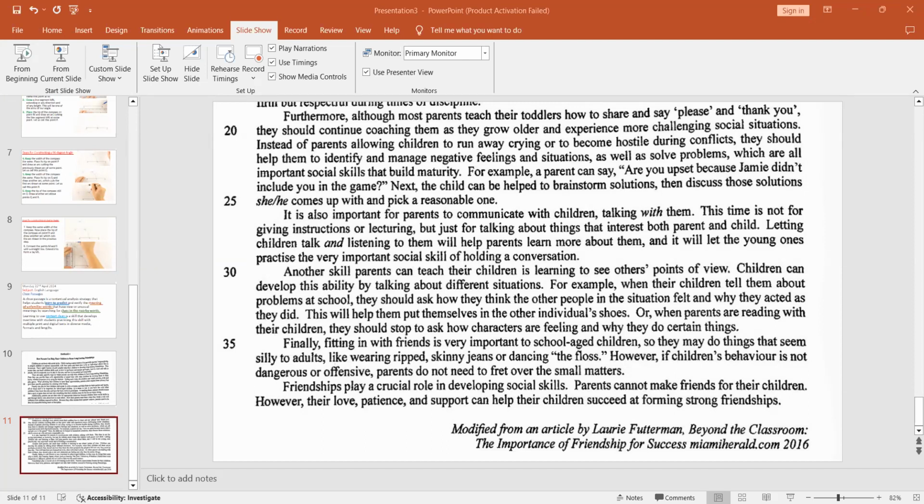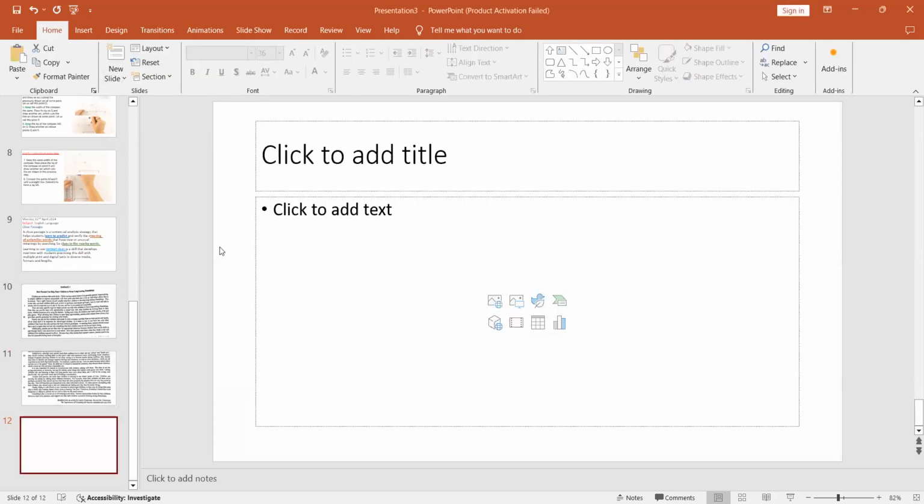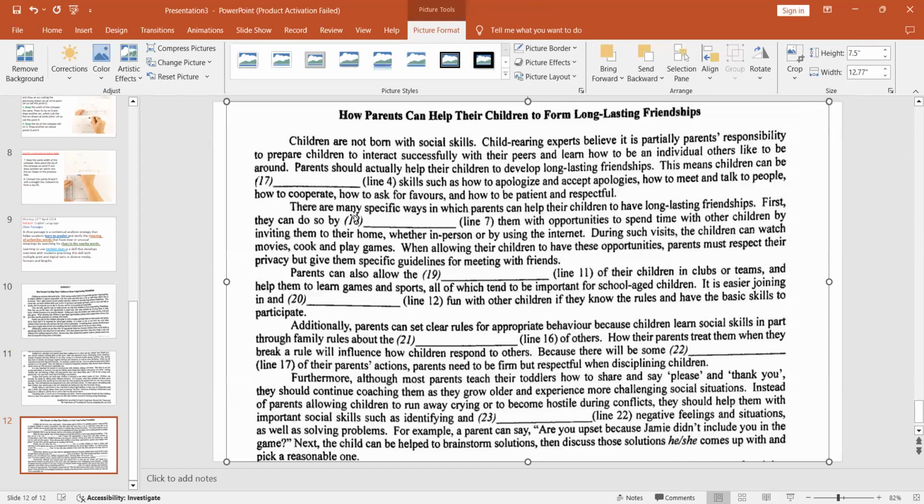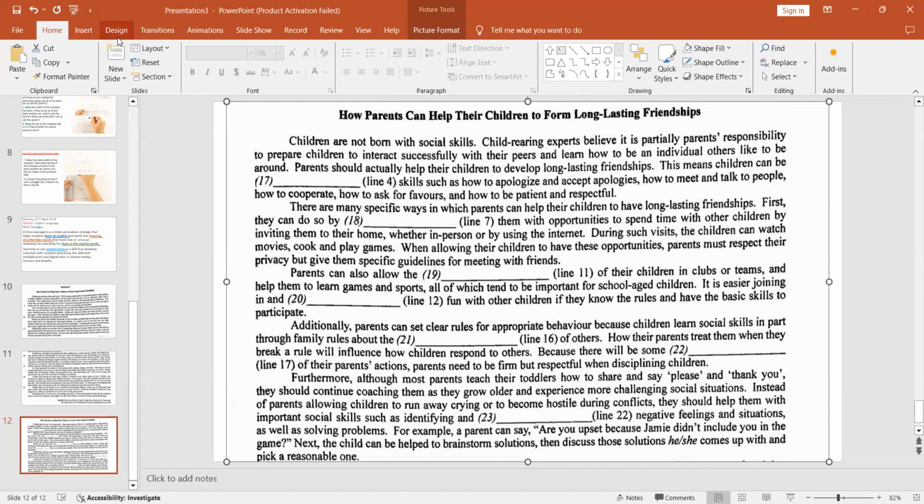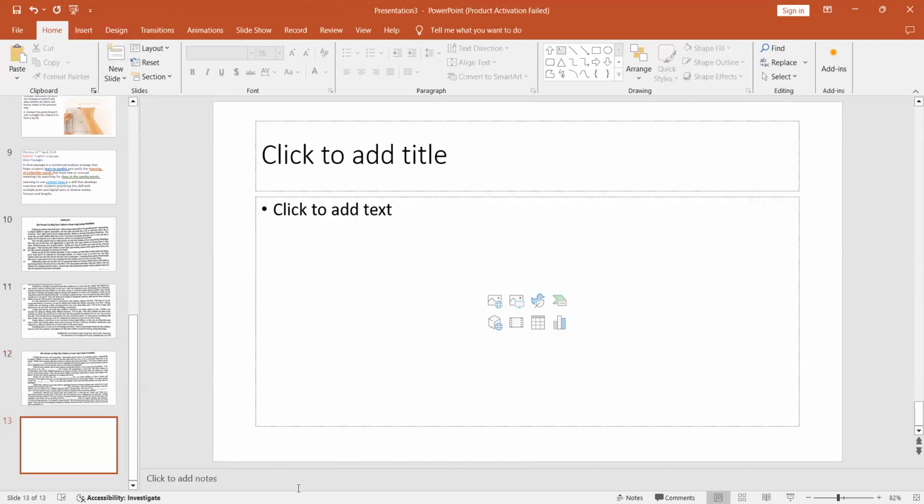Okay. And in a nutshell, Malik, what is this passage talking about? It's talking about how parents can raise the social skills of their children. Mm-hmm. Okay. What else? And how they can form friendships with children, and teaching their children how to form friendships with others. Okay. How to properly communicate. How to properly communicate. Very good.